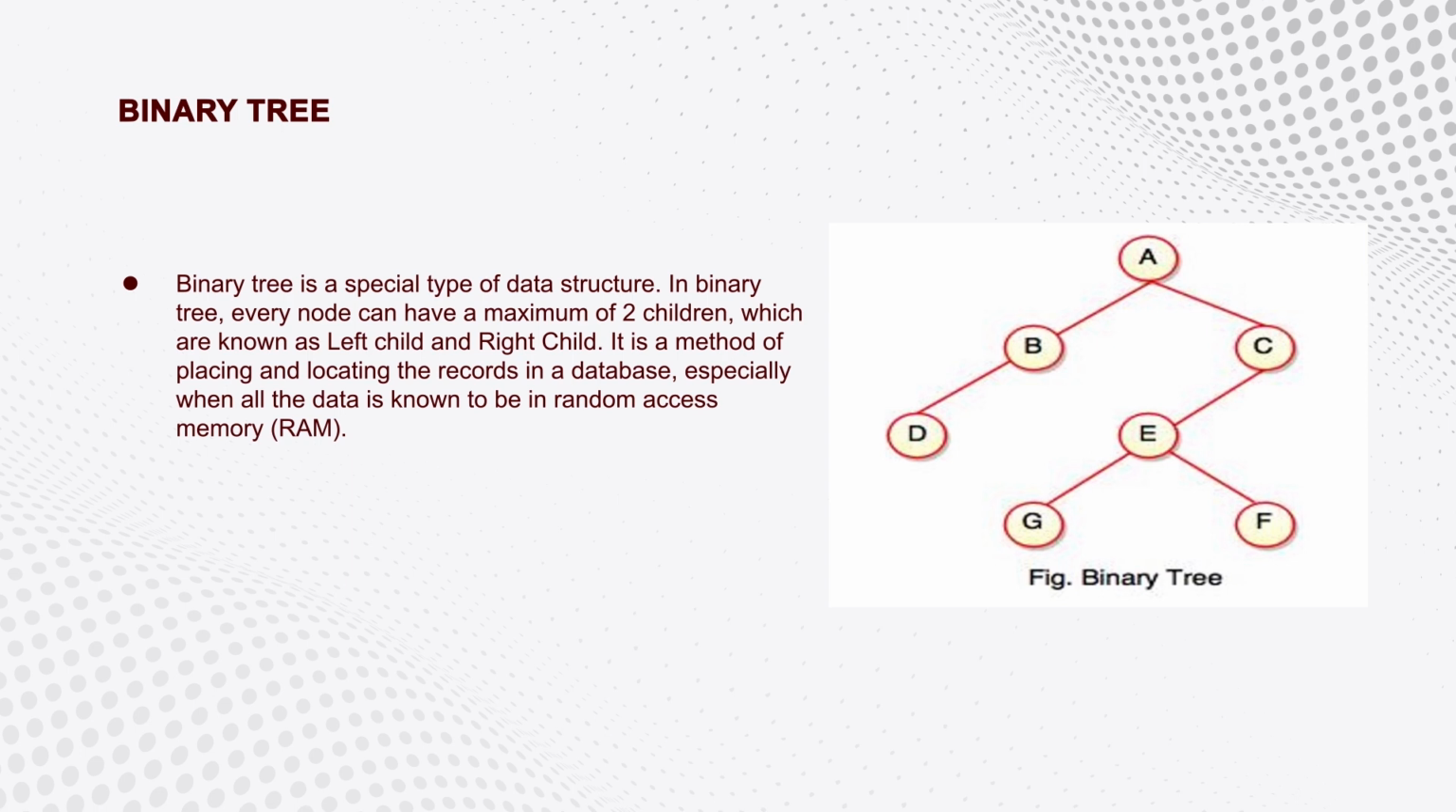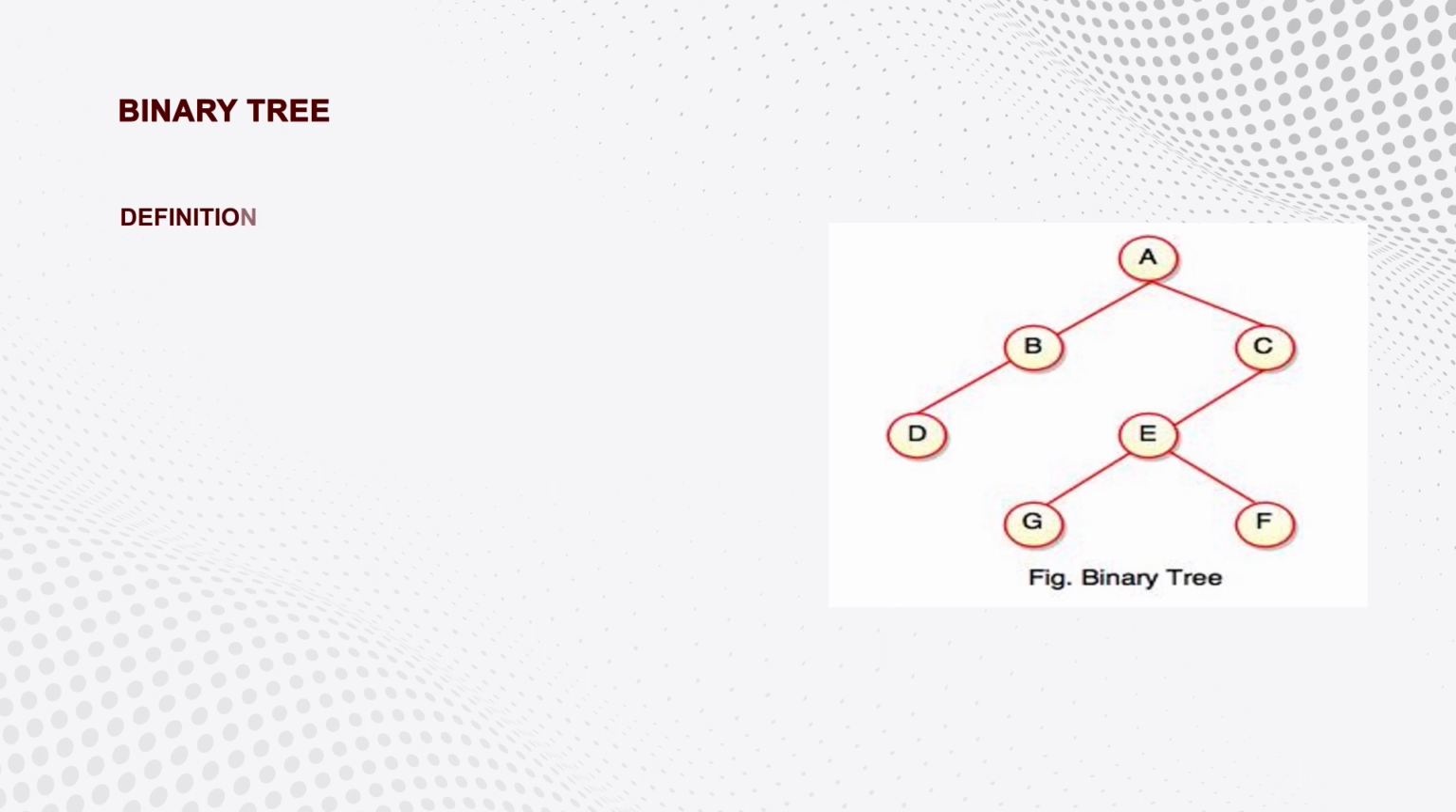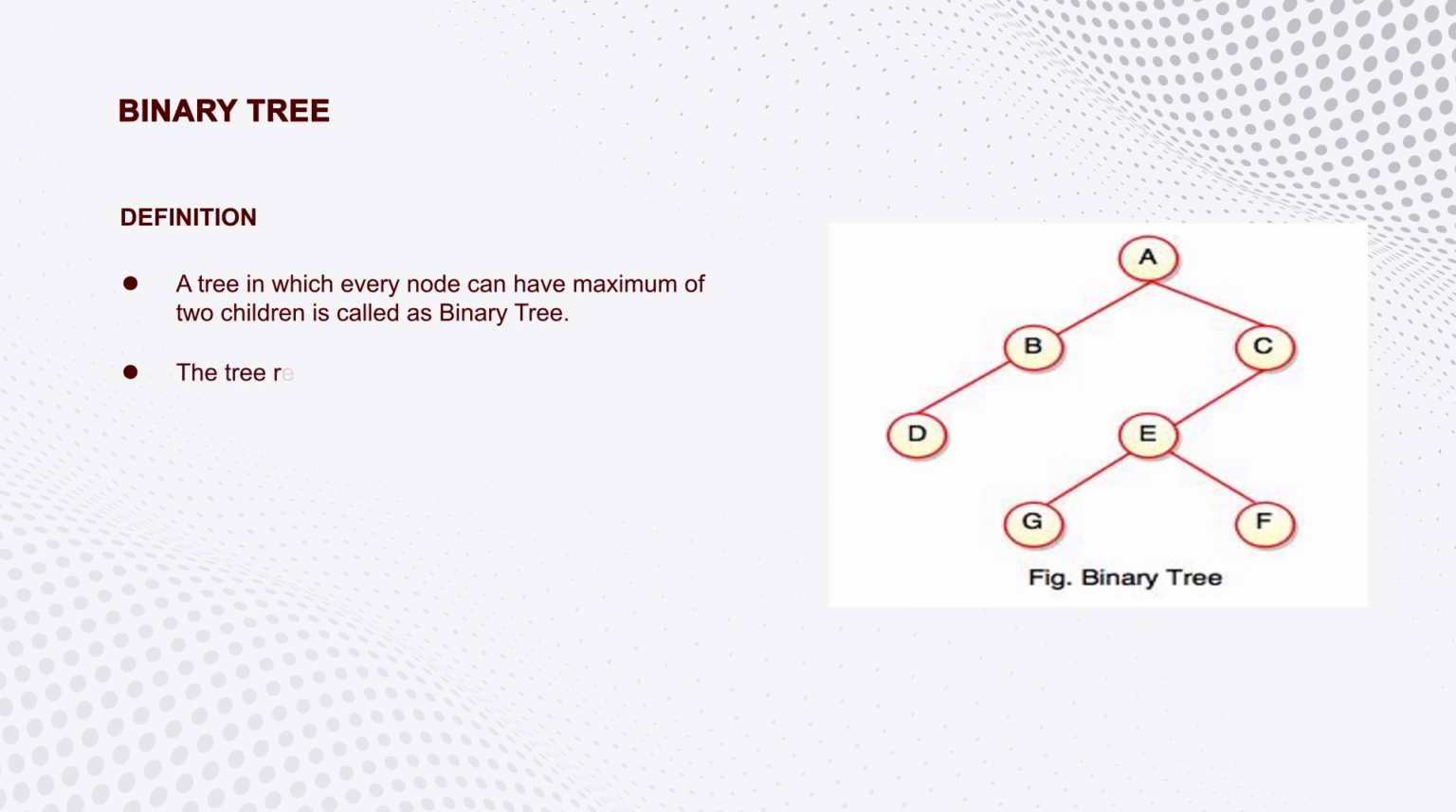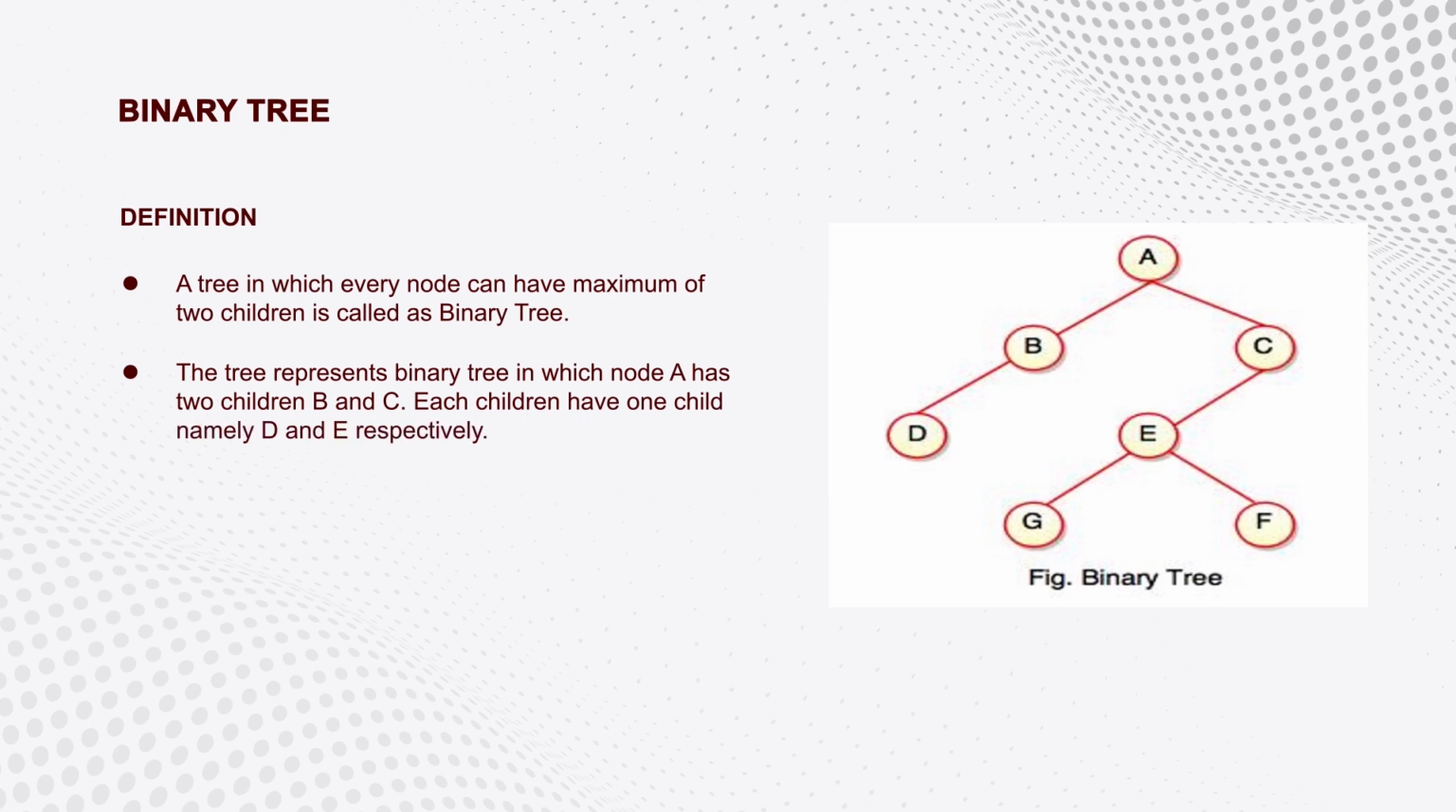It is a method of placing and locating records in a database, especially when all the data is known to be in random access memory, we can say RAM. So, the definition of a binary tree is a tree in which every node can have a maximum of 2 children. Minimum is 0, but you can have a maximum of 2 children.